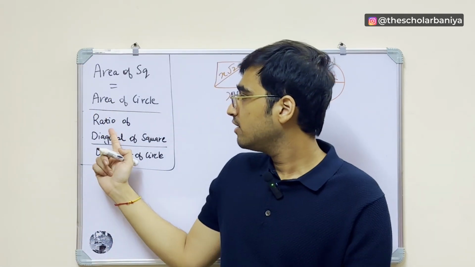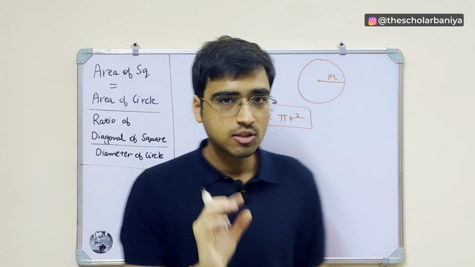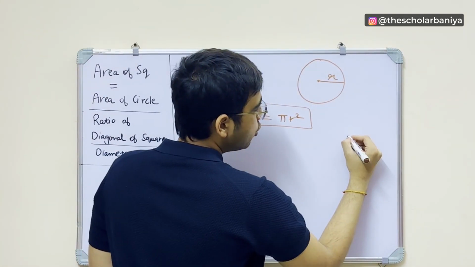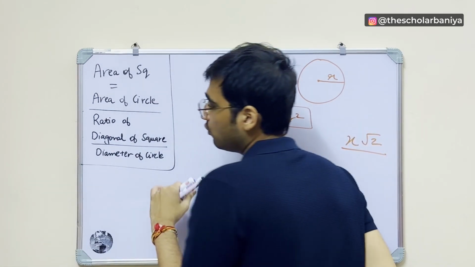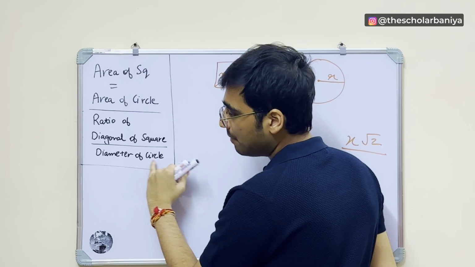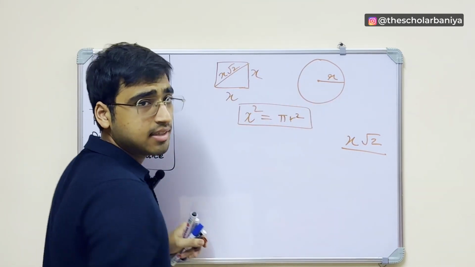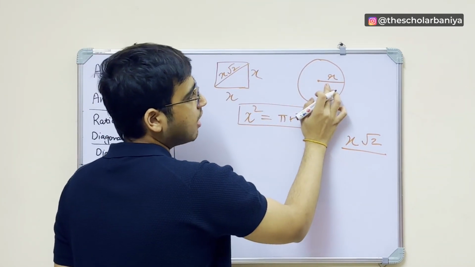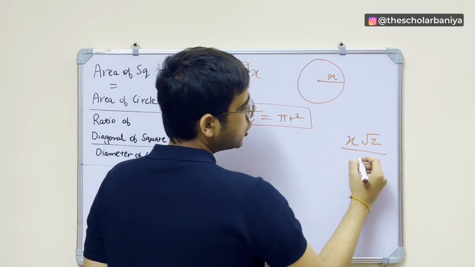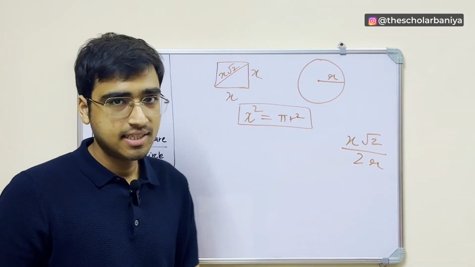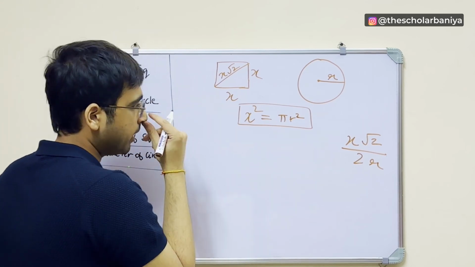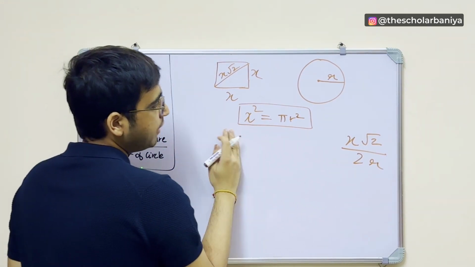So we have to find the ratio of the diagonal of the square, which is x root 2, upon the diameter of the circle. So what is the diameter of the circle? The diameter of the circle is r into 2, which is 2r. So this is what we have to basically find, right? Okay, perfect. So this is the equation we have.